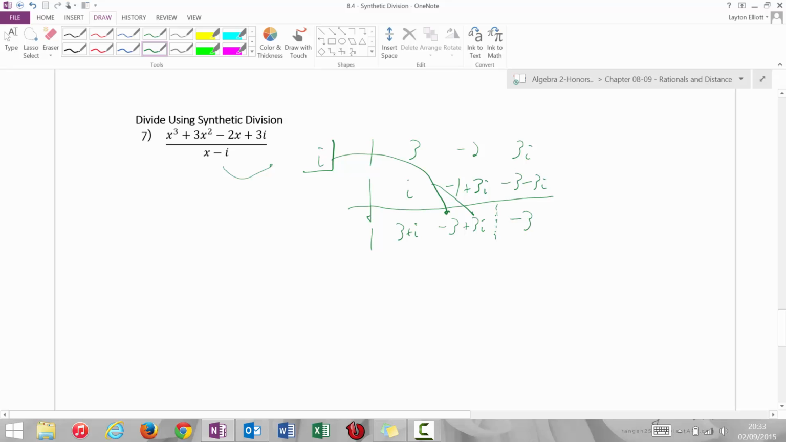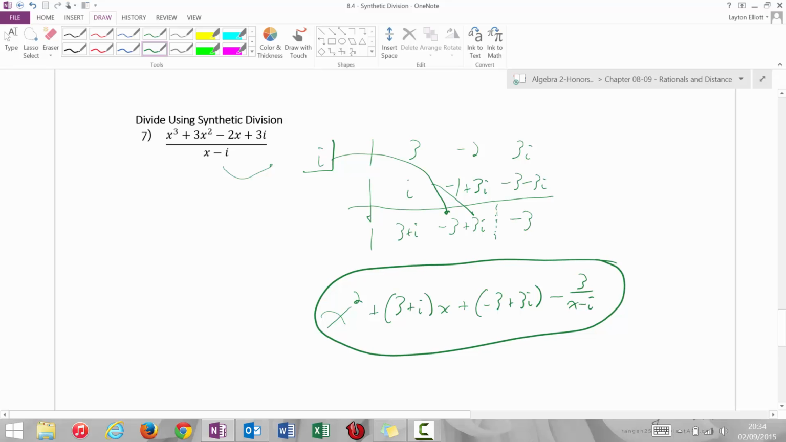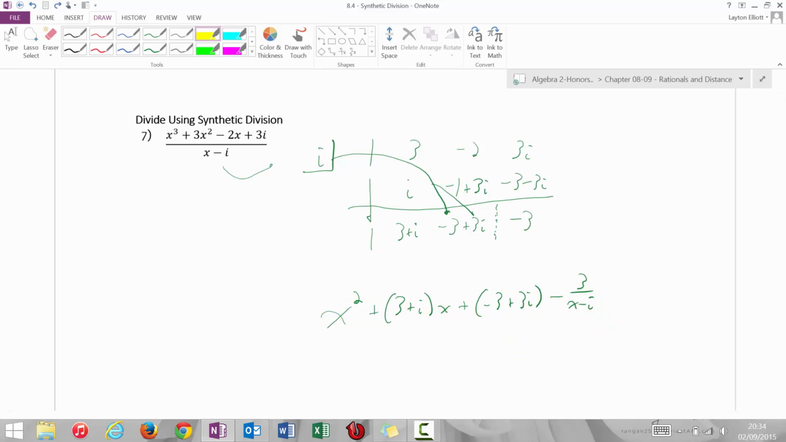So my result is going to be x squared, because of the quadratic term, plus 3 plus i times x, there's my constant term, plus negative 3 plus 3i. Then I can say minus 3 over x minus i, or plus negative 3 over x minus i. This is a good way to express that. Again, the quadratic term is the first one, then the linear, then the constant, then the remainder.